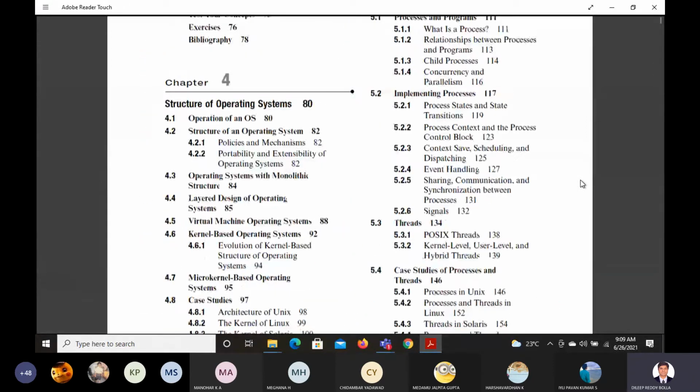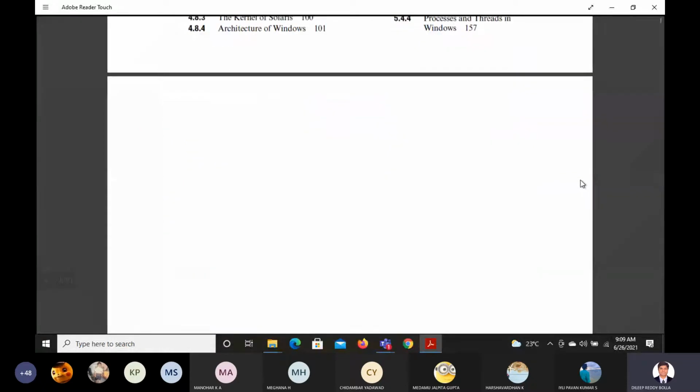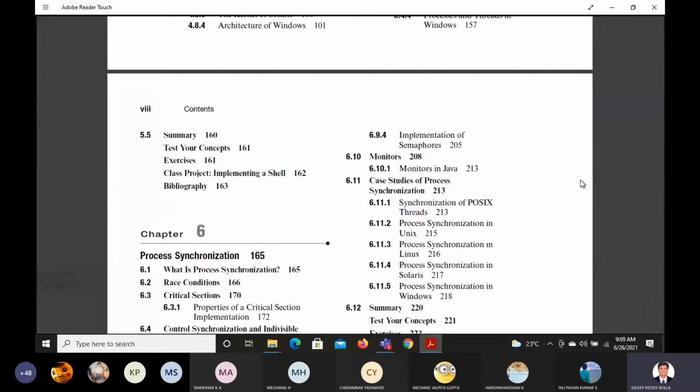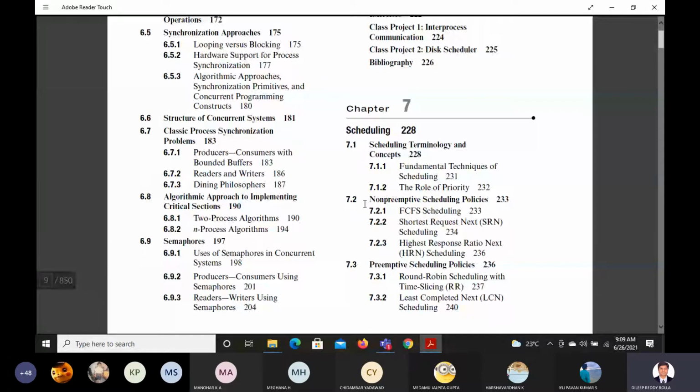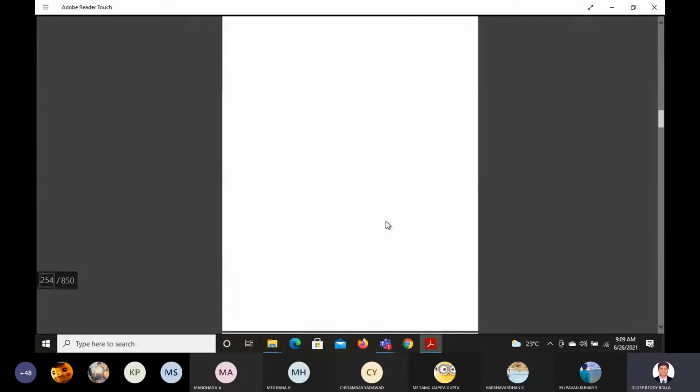The seventh chapter you should see, because process management has two parts, 5th chapter and 7th chapter. So look at the 7th chapter here. This one here, non-preemptive scheduling and preemptive scheduling. In this, this is not required. This highest response ratio is there, right? This was not there in your syllabus. Only these two, FCFS and shortest request next, and round robin and least completed next. So read from page 233 to page 240. This is very short. Let us view that. What is it?